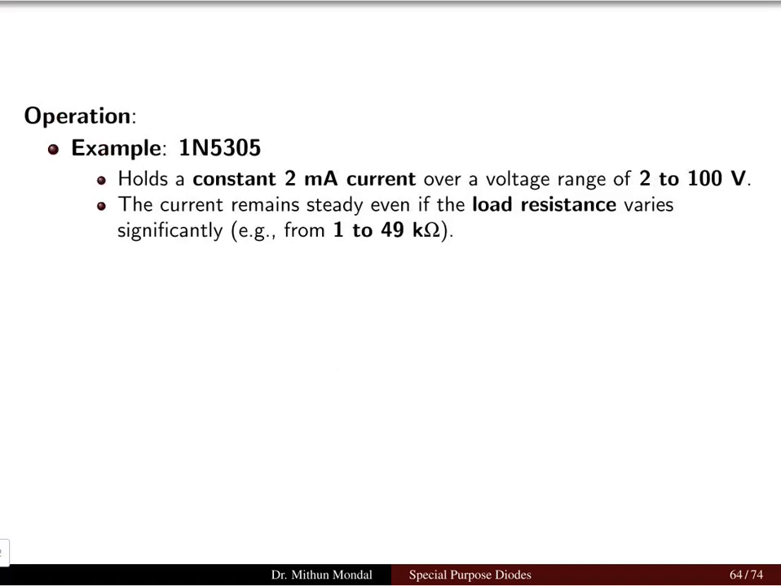So let us take an example of one of the current regulator diodes, 1N5305, which maintains a constant 2 milliampere current even though the voltage range changes from 2 to 100 volt. The steady state current is present in the circuit even if the load resistance varies from 1 to 49 kilo ohms. So even though there is a change in the load or a change in the voltage, the current will remain the same.